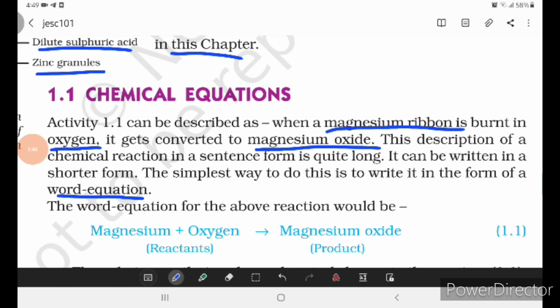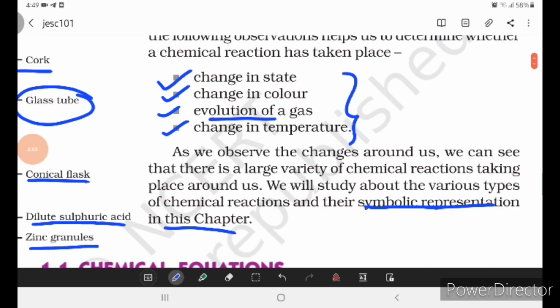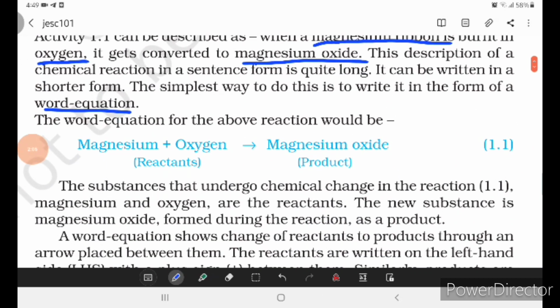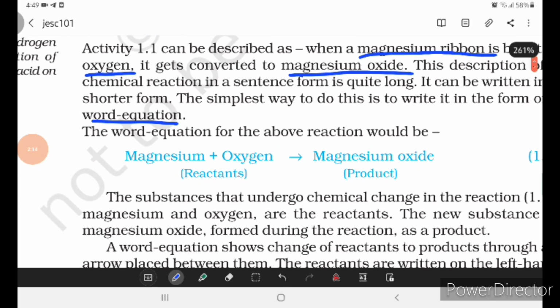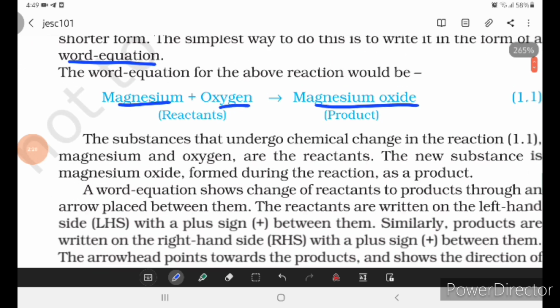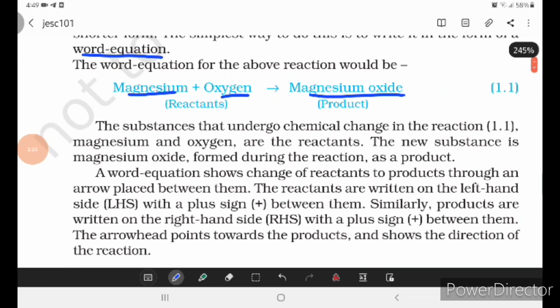From activity 1.1, where we used a magnesium ribbon, we could find that the reaction between magnesium and oxygen gave us magnesium oxide. Here we can say that a chemical reaction has taken place as there is a change in state. Initially the magnesium ribbon was in the shape of a ribbon, and later it turned into powder. The word equation for the reaction that took place is magnesium plus oxygen gives rise to magnesium oxide.